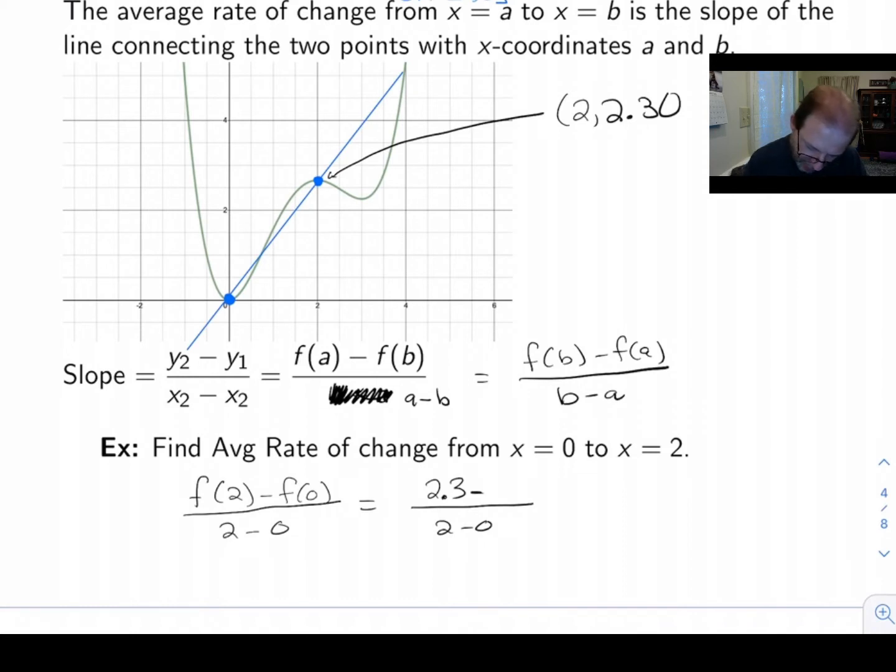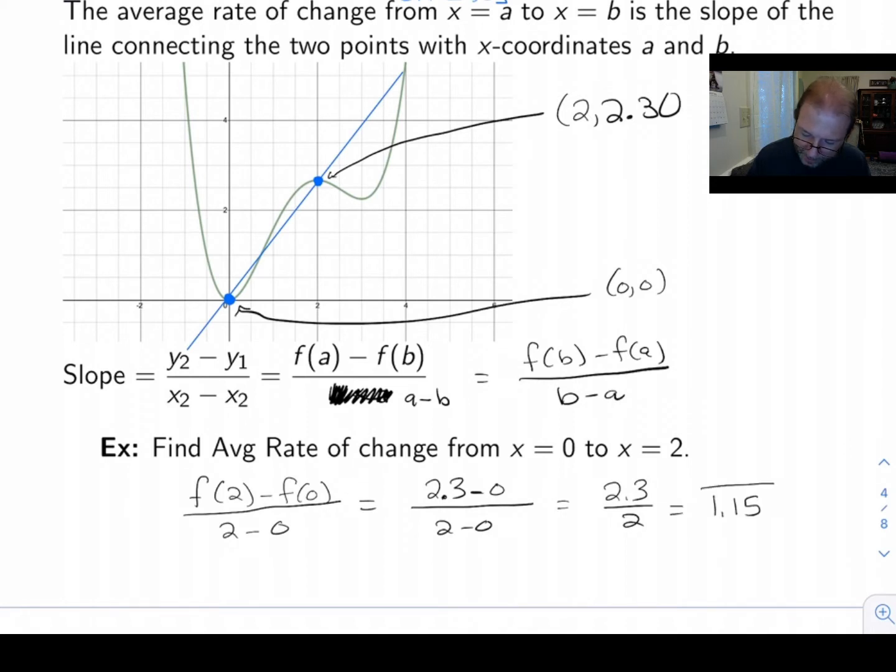f of 0 comes from this point. x is 0, y is also 0. So I just get 2.3 over 2, or 1.15. So that's the slope of that line, and it's also the average rate of change from 0 to 2.